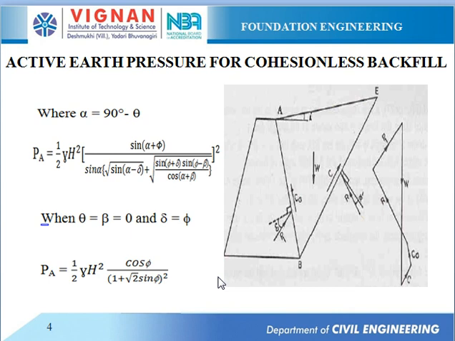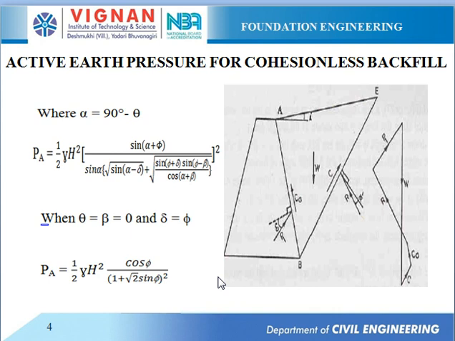When the back of the wall is vertical and the surface of the backfill material is horizontal, that is when theta is equal to beta is equal to 0, and the angle of wall friction is equal to the angle of shearing resistance, then the total active thrust is taken as Pa is equal to half gamma h square cos phi by the whole square of 1 plus under root 2 sin phi.